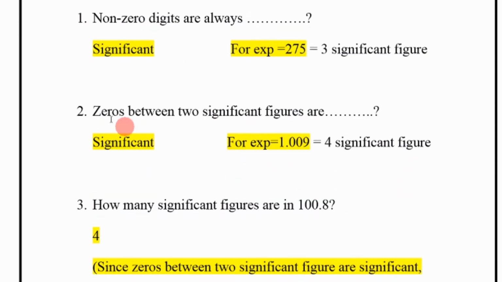Next, zeros between two significant figures are significant. For example, in 1.009 there are four significant figures.